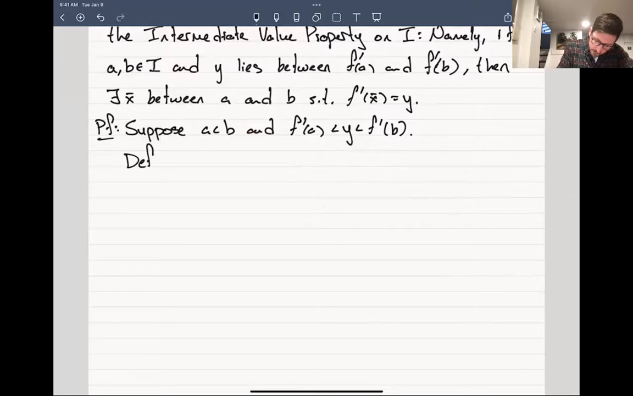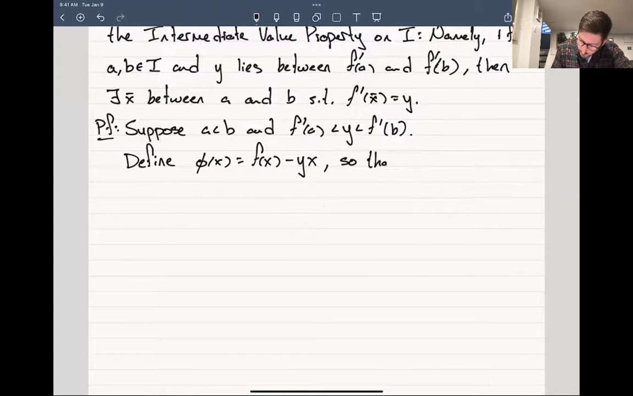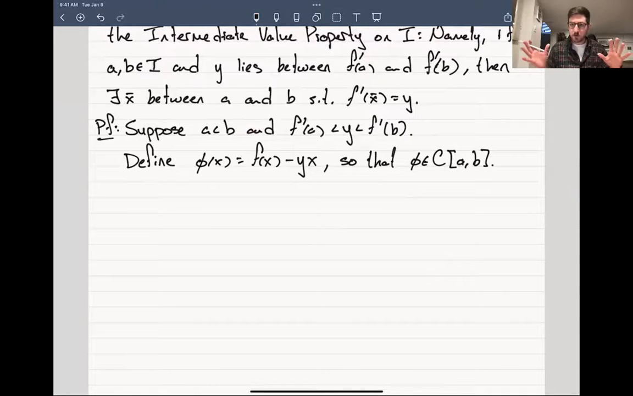Okay, here's what I want to do. I want to define, let's call it phi of x, and this is f of x minus y times x. So first of all, notice that phi is definitely a continuous function on the interval AB. And that comes from the fact that y is fixed, right? So don't get confused. There's no derivatives with respect to y. It's a fixed value that we've chosen between f prime of A and f prime of B in order to show that this intermediate value theorem actually applies here.